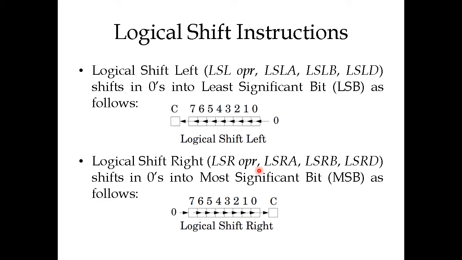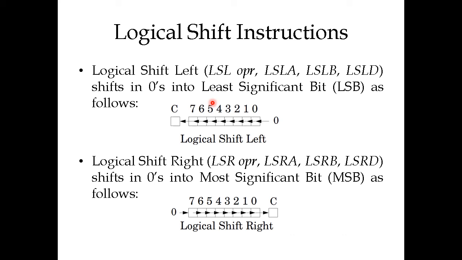We'll first talk about instructions called logical shift instructions. If you look at your instruction set, you will find these instructions. For example, you have LSL, LSLA, LSLB, and LSLD. As you can guess from this, one is for A, one is for B, one is for D, and this is for the memory location. With the logical shift left, you can move all the bits of accumulator A or any byte to the left, one position.